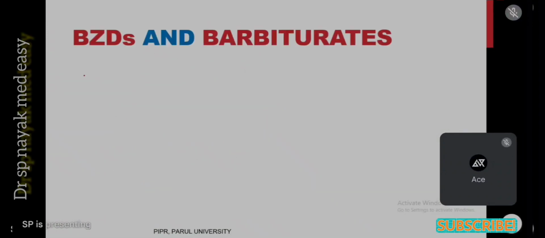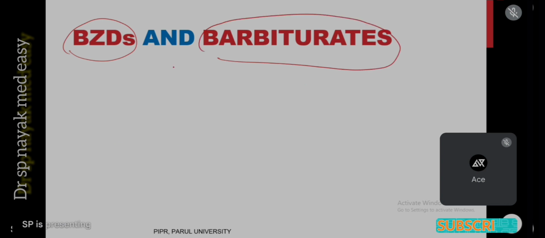Now let us discuss benzodiazepines and barbiturates. Already in previous classes we have discussed benzodiazepines and barbiturates in detail, in a single lecture. In benzodiazepines we have diazepam and lorazepam, very important drugs. These are the benzodiazepines, lorazepam and diazepam.